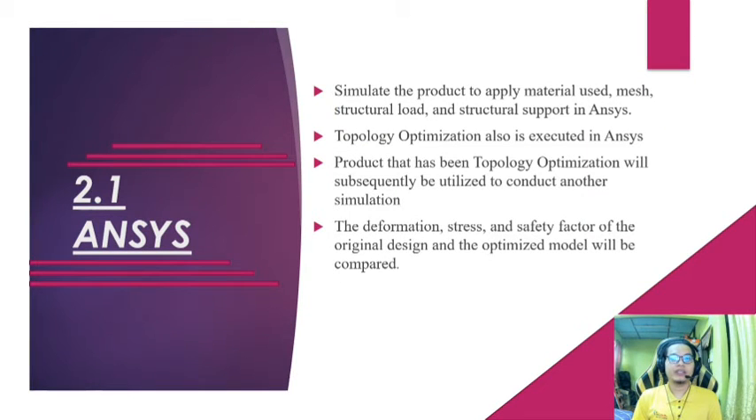Okay, next we talk about ANSYS. First, our team will simulate the product and apply the material, meshing, structural load, and structural support in ANSYS. Next, we will execute the topology optimization in ANSYS. After that, the product that has been topology optimized will subsequently be used to conduct another simulation. The deformation, stress, and safety factor data of the original design and the optimized model will be compared.